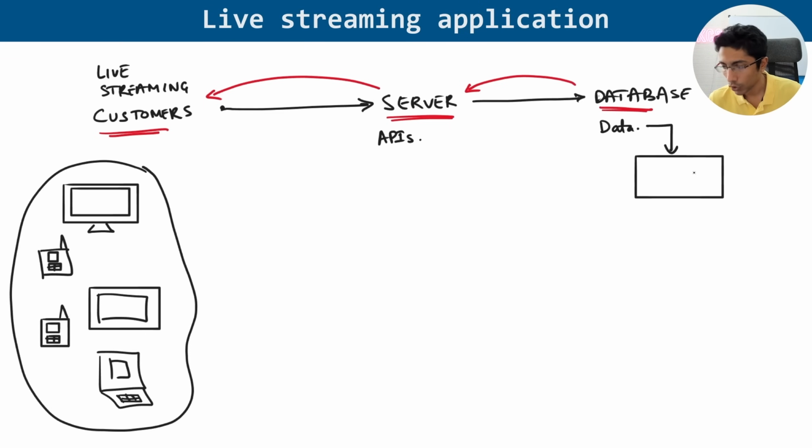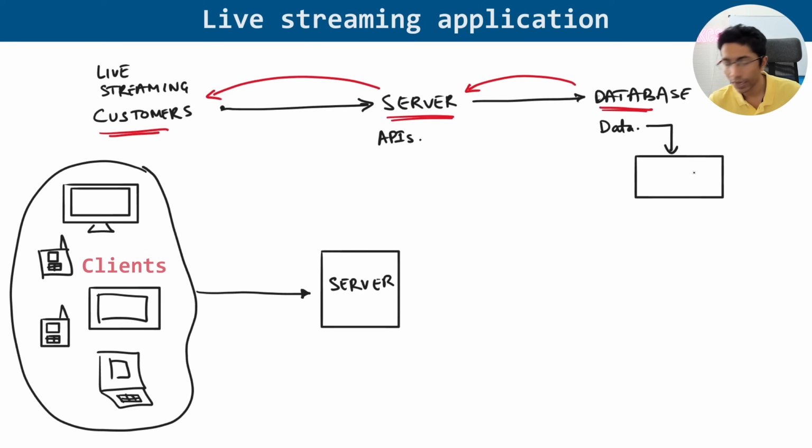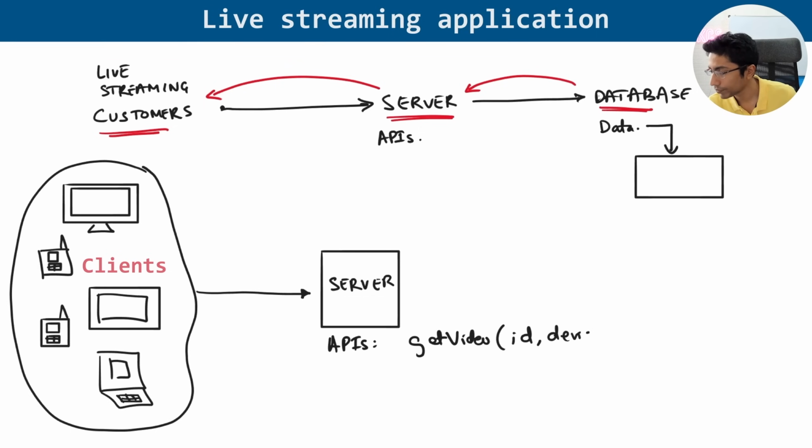Okay, so these clients need to be able to query our server in real time. So what does our server need to have? Its APIs are going to be something like get video, and you pass in the video ID, and you pass in your device type. So I send you the resolution based on your device type, and you might have a particular offset: I've already seen the first 10 minutes of the video, show me everything after the 10th minute.